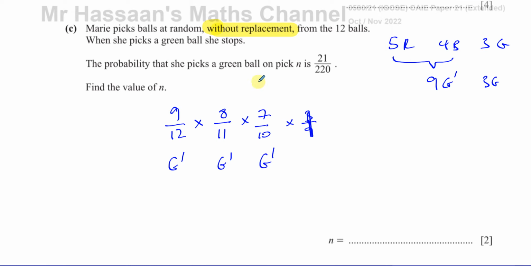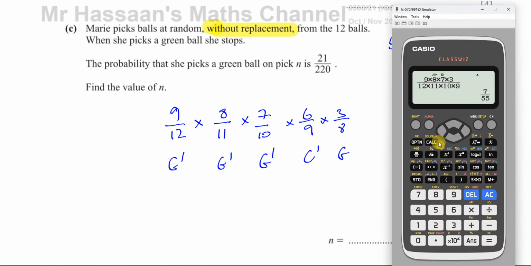Let's now put times 6 out of 9 times 3 out of 8, because the last one has to be a green. So that's not green again, and then green. Let's see if that gives us what we want. So we're going to just put times 8 at the bottom here, and on the top, you're going to have times 7 times 6 times 3. And that gives us what we want. See, so we get 210.